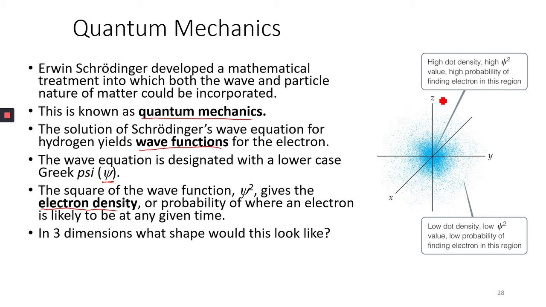And here is a plot of one of his wave functions. You see the dots are more dense here, so there is a higher probability of finding your electron here, and as you move out, the probability decreases. If you look at this and think about it in 3 dimensions, what kind of shape does this look like? Well, it looks like a sphere. And this is one of the sublevels or shapes we're going to talk about in a minute.